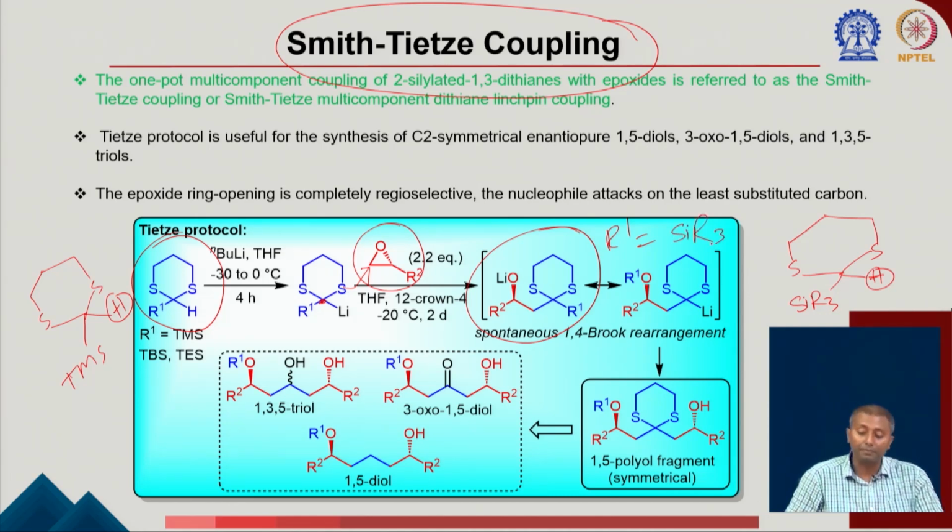So what is going to happen? If you remember, we talked about this 1,4-Brook rearrangement. So that means this O minus is going to take the silicon, generate another lithium, another umpolung is going to happen here, and you generate this lithium again here. So if that is generated, that is going to react with another batch of epoxide here.